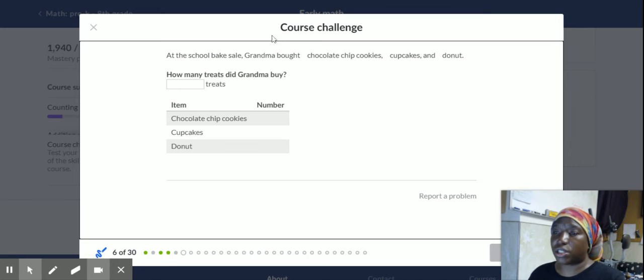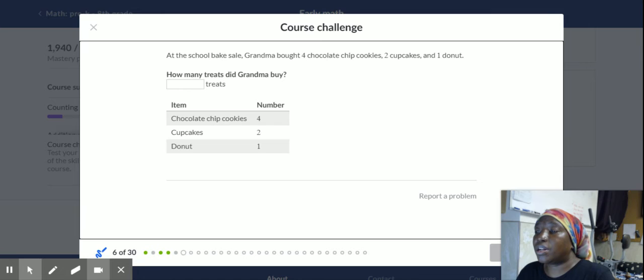Okay, so this is the course challenge. At the school bake sale, Grandma bought chocolate chip cookies, cupcakes, and donuts. Now, you see what I just put in. Grandma bought 4 chocolate chip cookies, 2 cupcakes, and 1 donut. How many treats did Grandma buy? So right there, you have to think, what do I have to do? Do I have to add? Do I have to subtract? Do I have to divide? Etc. Right? You got that part.